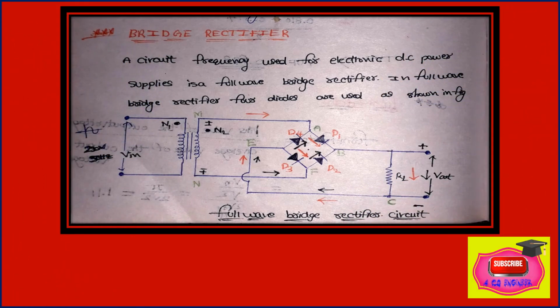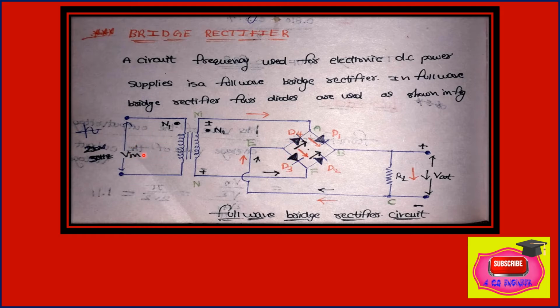Here, the bridge rectifier is nothing but a full wave rectifier without center tap transformer. The bridge rectifier circuit frequently used for electronic DC power supplies is the full wave bridge rectifier. In a full wave bridge rectifier, four diodes are used as shown in the figure. This is diode D1, diode D2, diode D3, and diode D4.